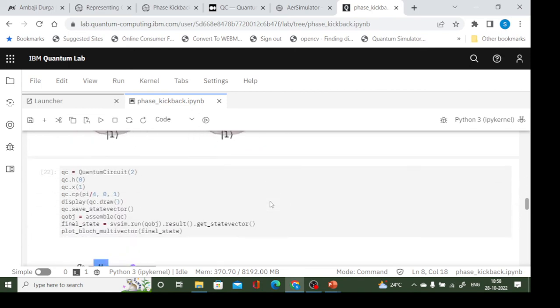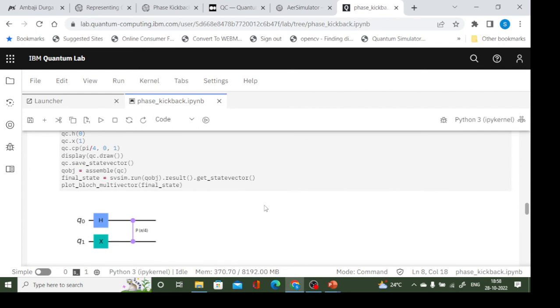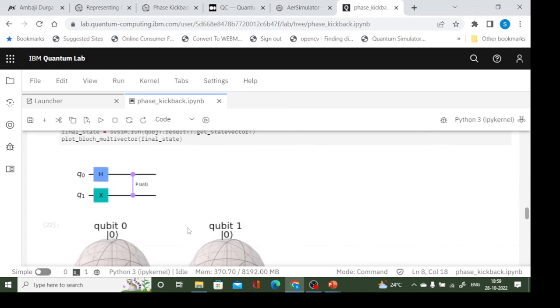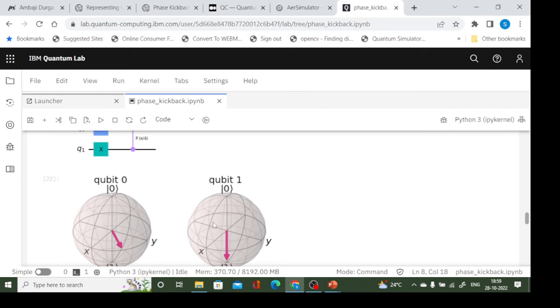I'll take another one in which we try to apply a controlled phase gate. This is a phase rotation with respect to the z-axis. We want to give a rotation of pi by 4, for which again we have two qubits. One is in plus state, the other one is in 1 state. So when we do this, interestingly, you will see here this is in 1 state, and this one, which was originally in 0 state, now has got a phase added to it. That's pi by 4, you can see here.